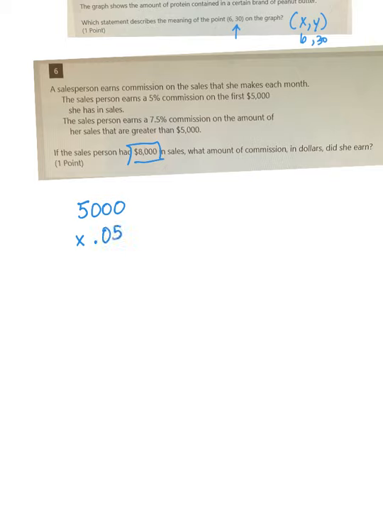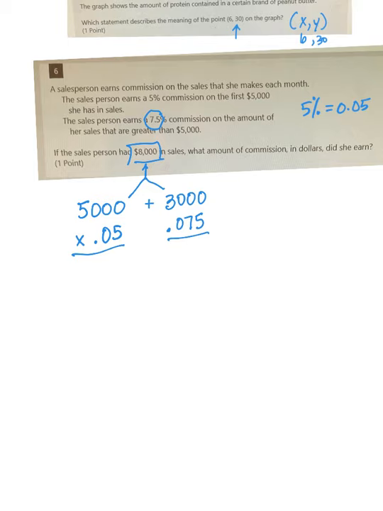Remember, 5% is the same as 0.05. Okay, so that's the first $5,000. She went all the way to $8,000. Well, that's an extra $3,000, right? $5,000 plus $3,000, that makes $8,000. Now this extra money, after that first 5,000, she makes 7.5%. 7.5% is 0.075.